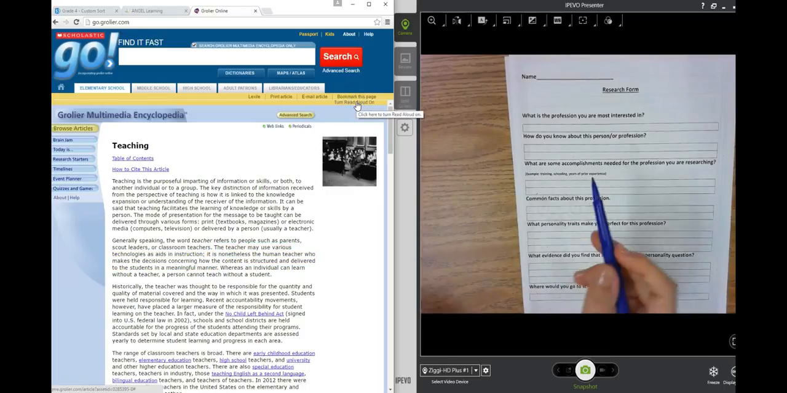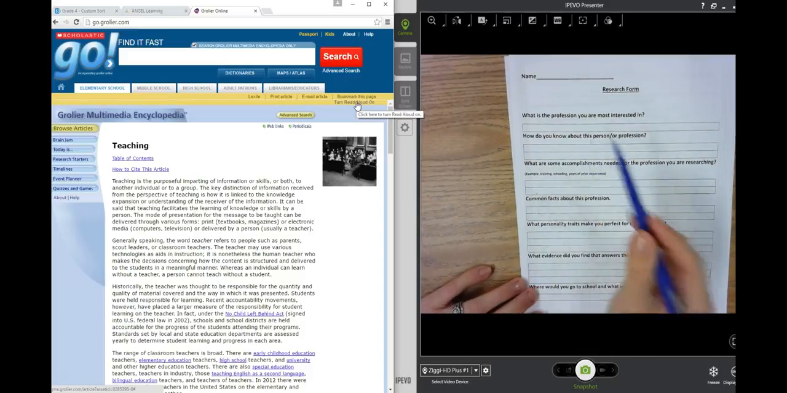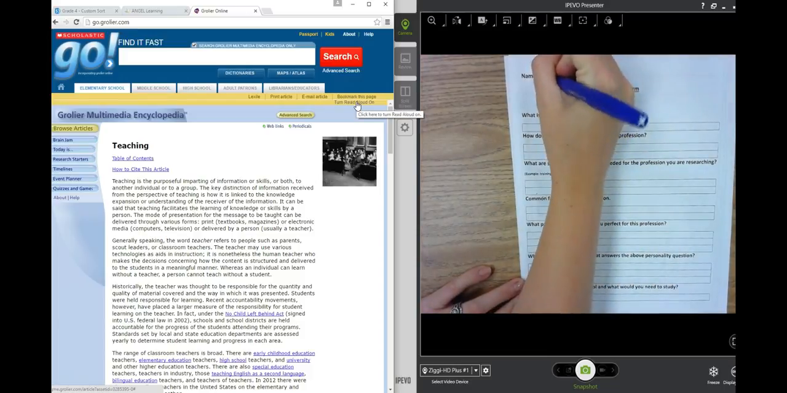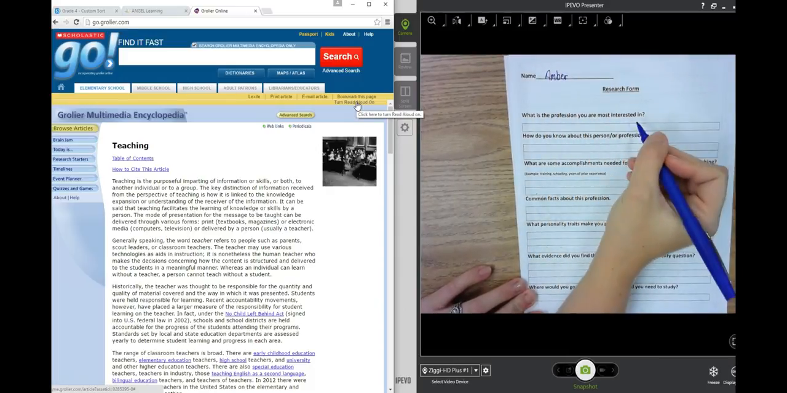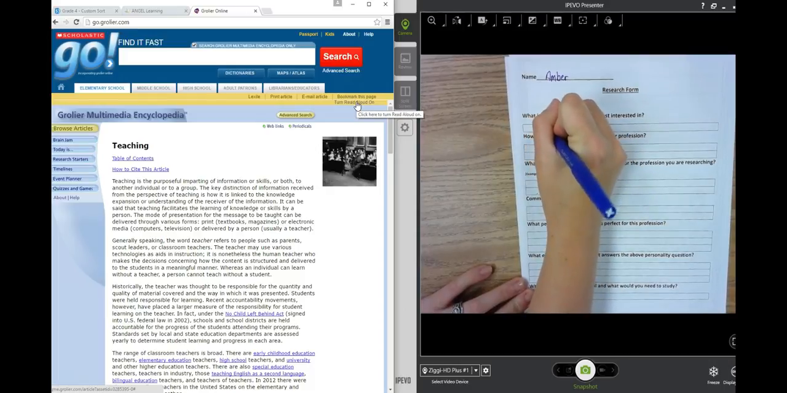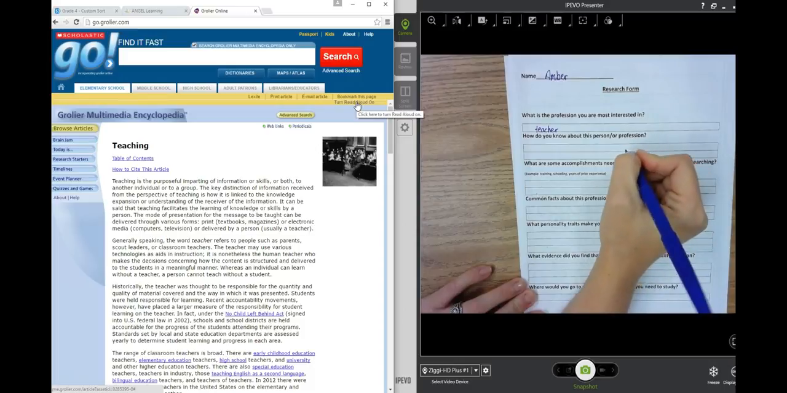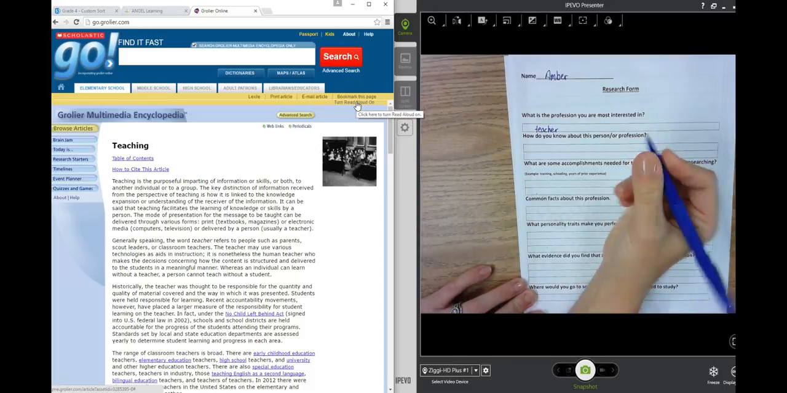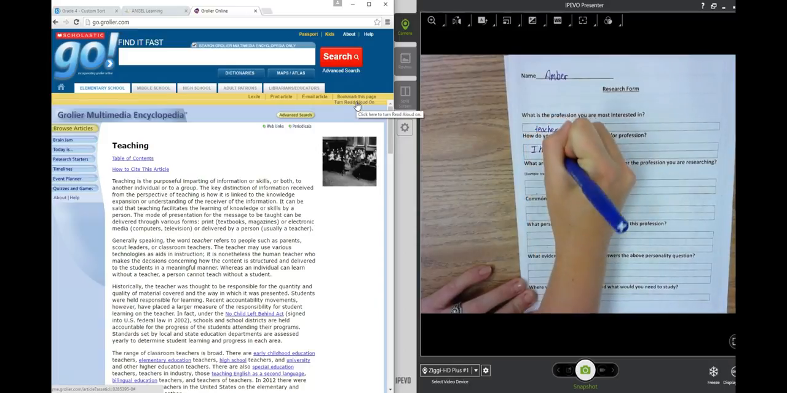I'm going to turn this off. There's a few questions that I can answer right away on my paper. Well, first of all, my name. And then, what is the profession you are most interested in? I already started researching it. Teacher. How do you know about this person or profession? I had great teachers growing up.